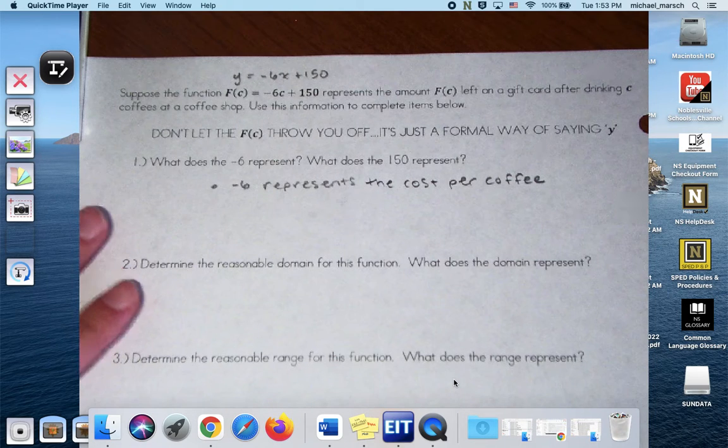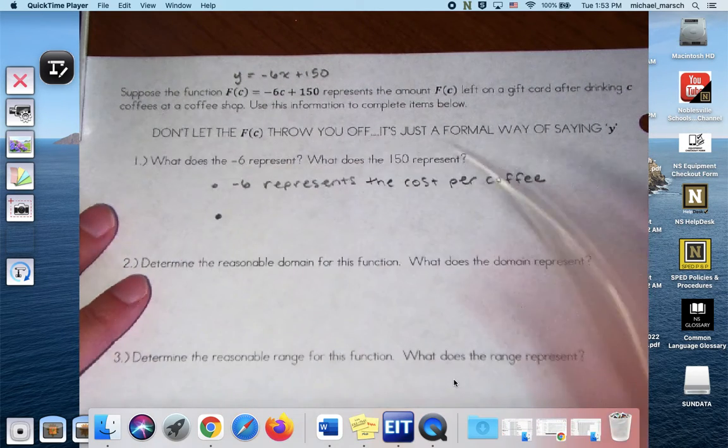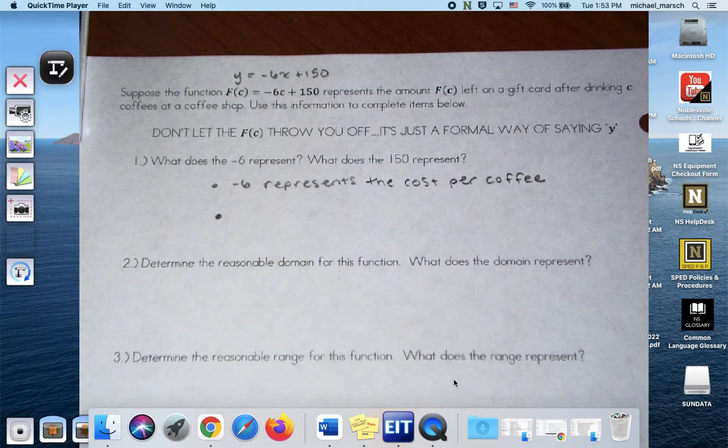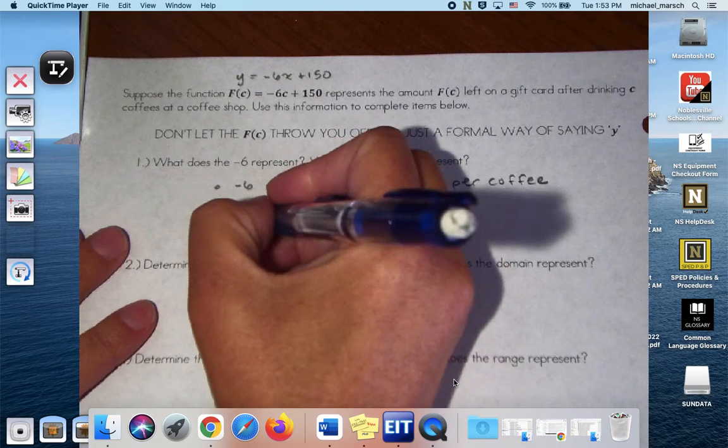Sure. How about the 150 then? What does that represent? All the hands in the air. What does the 150 mean? Don't be shy. Jackson? Cost without the gift card? No? You guys ever used gift cards before? Vince? How much is on it? How much do you start with on the gift card?